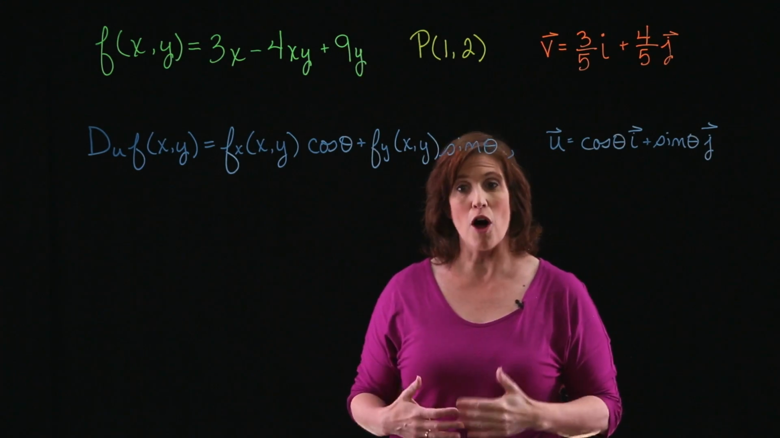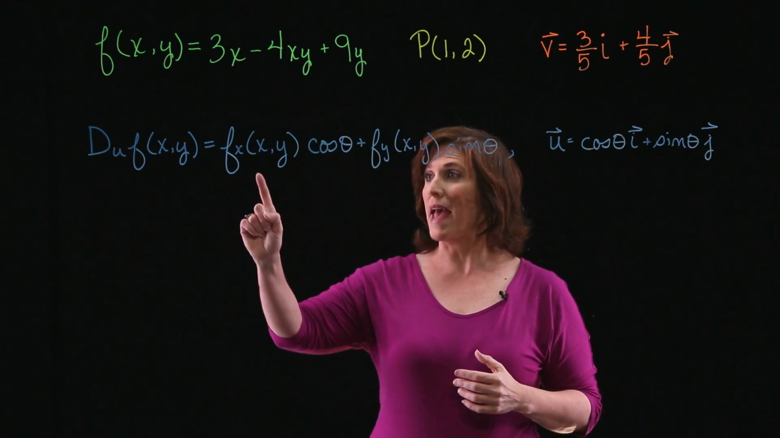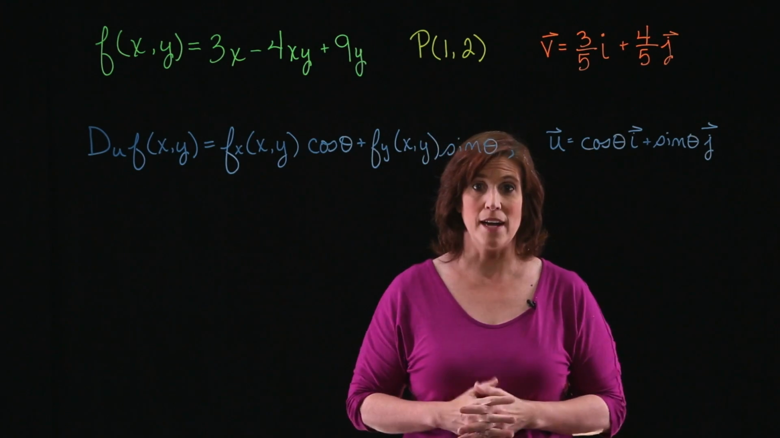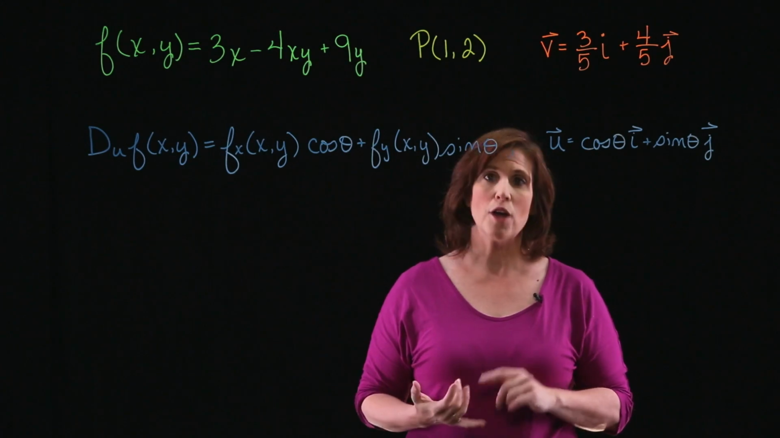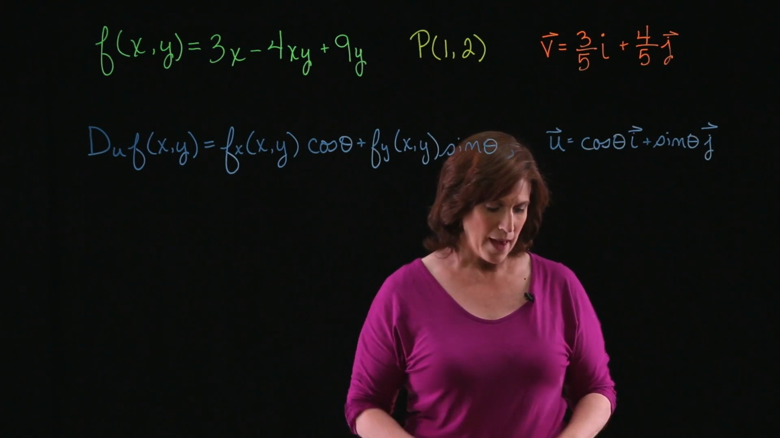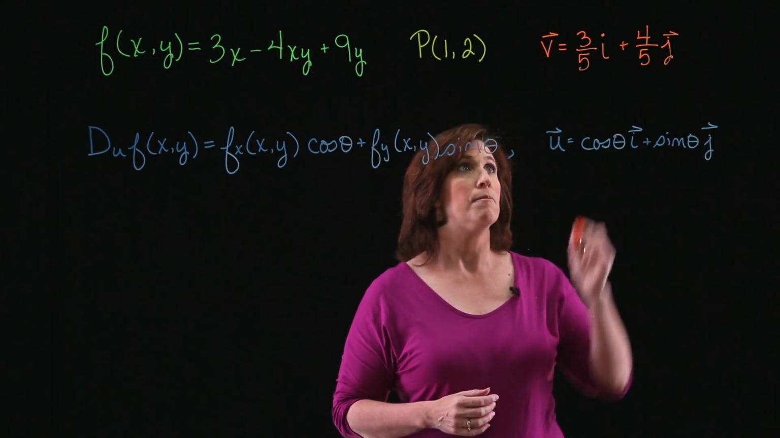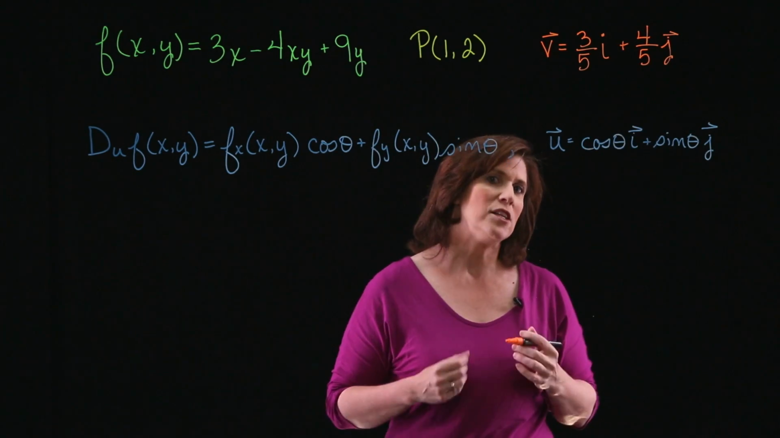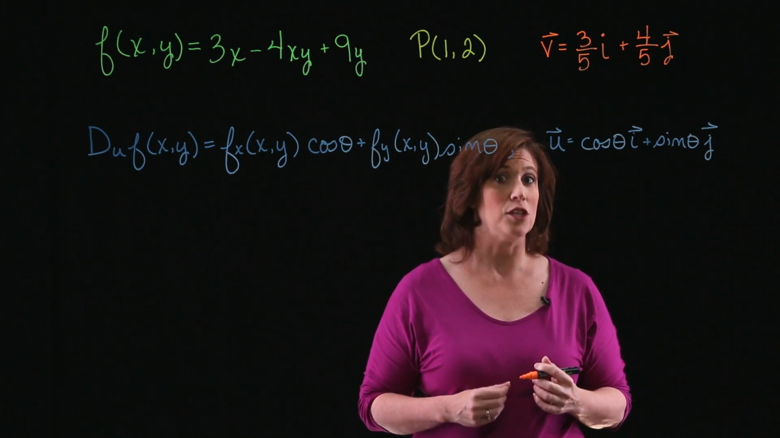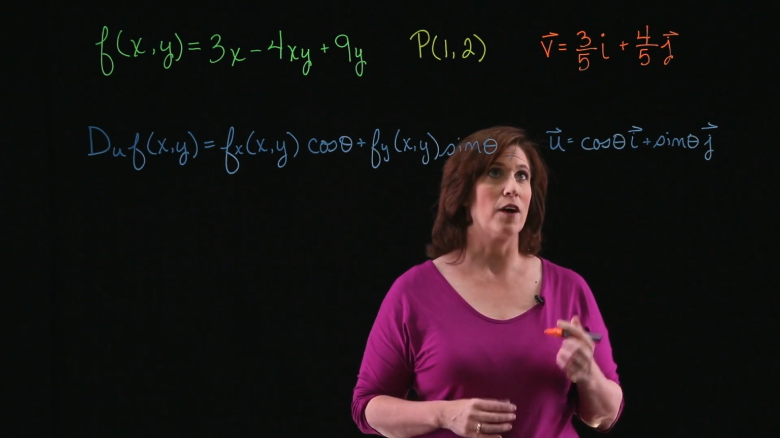To apply this to our problem, we're going to be able to get the first partials. That's not an issue. But we need to consider what cosine theta and sine theta are. I was told what direction to look at by the vector v, but I'm not sure that it's a unit vector. So let's go ahead and verify that.